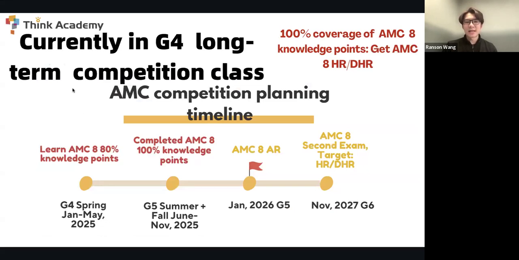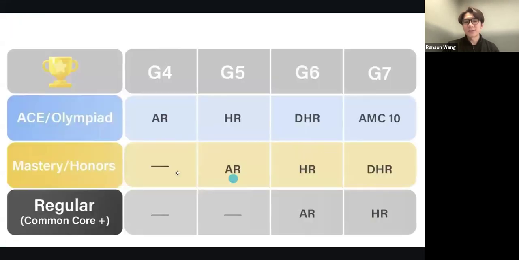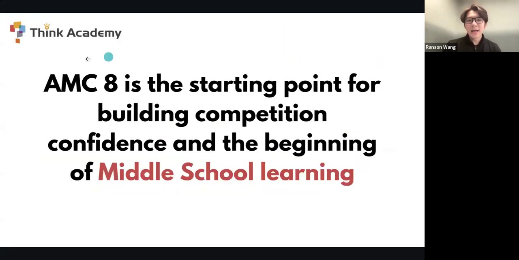This is what I said. Currently in grade 4, in the long-term competition class, your goal is to learn 80% of the MCA knowledge points, and then in grade 5 you'll have your MCA first try. This is for most of the students in the yellow layer. MCA is actually the starting point for building competition confidence and your foundations, and it is also the beginning of middle school learning.